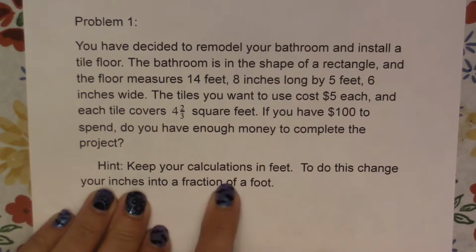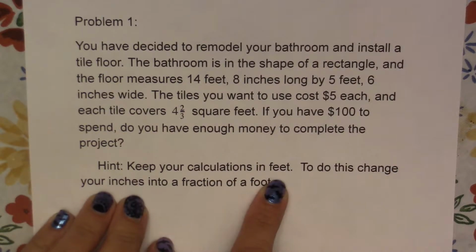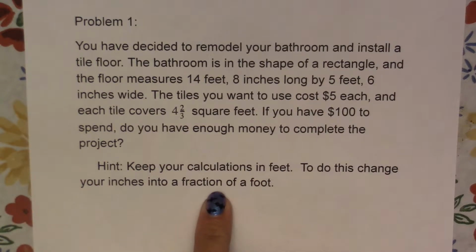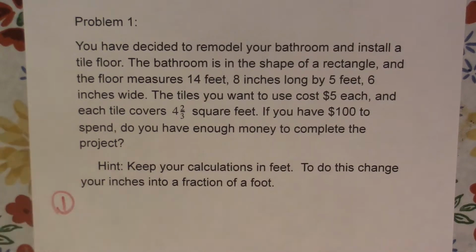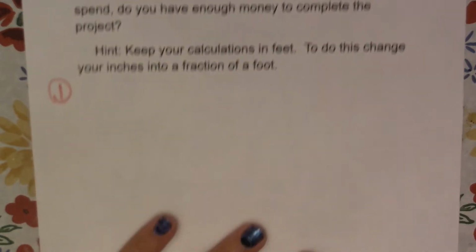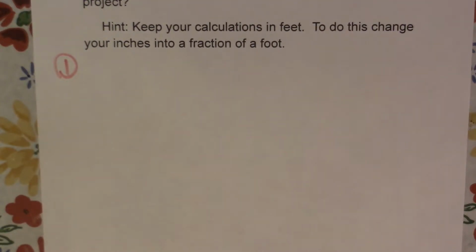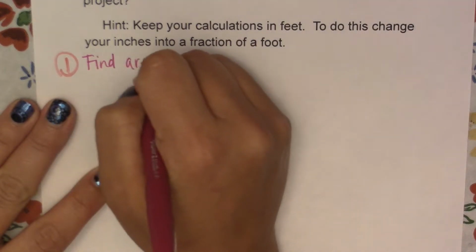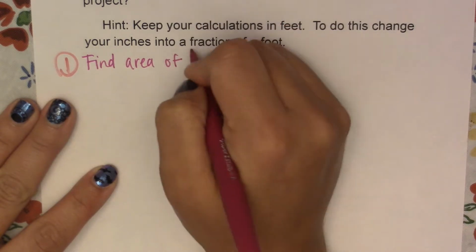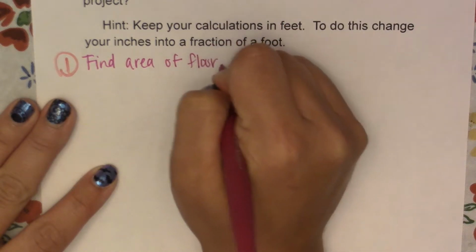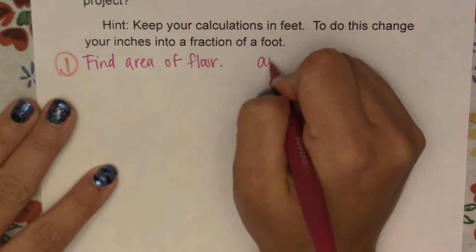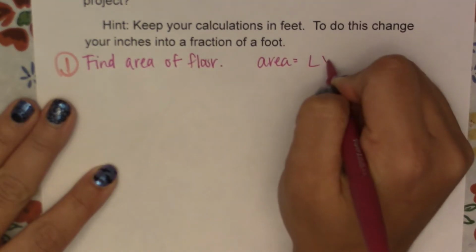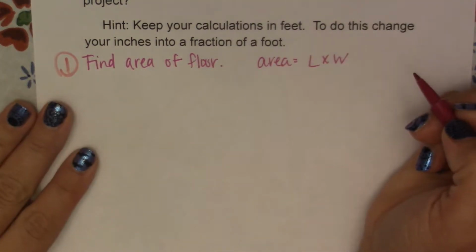A hint is to keep your calculations in feet, so change our inches into a fraction of a foot. So we're going to solve this problem in 3 steps. Our first step is going to be to find the area of the floor. To find the area of a rectangle, we do length times width.